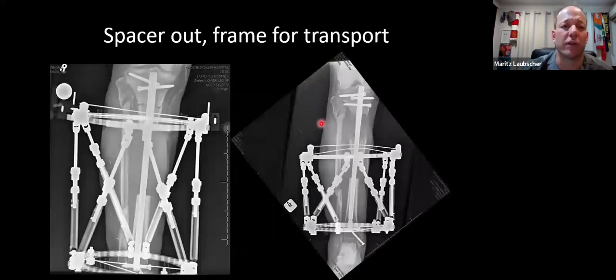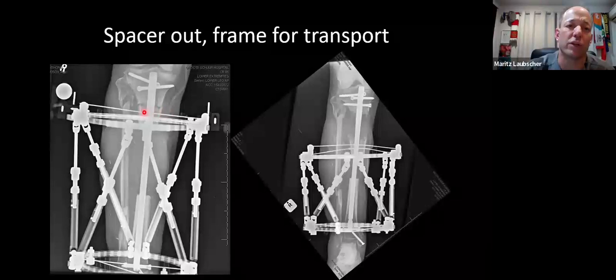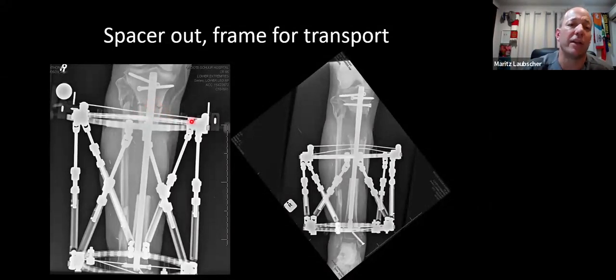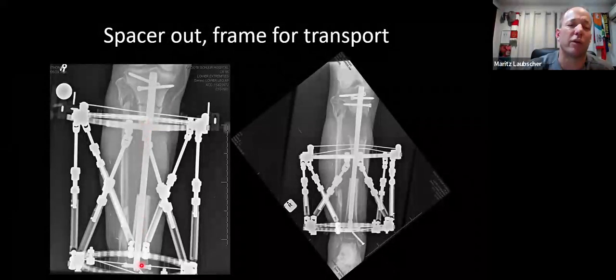So this is after the spacer was removed. Again, it's well over a 10 centimeter defect in the tibia diaphysis. You can see here proximal corticotomy around the nail. That's technically quite difficult. And then a much simpler frame, because obviously the nail holds the proximal segment, and you just drag the segment over the nail.